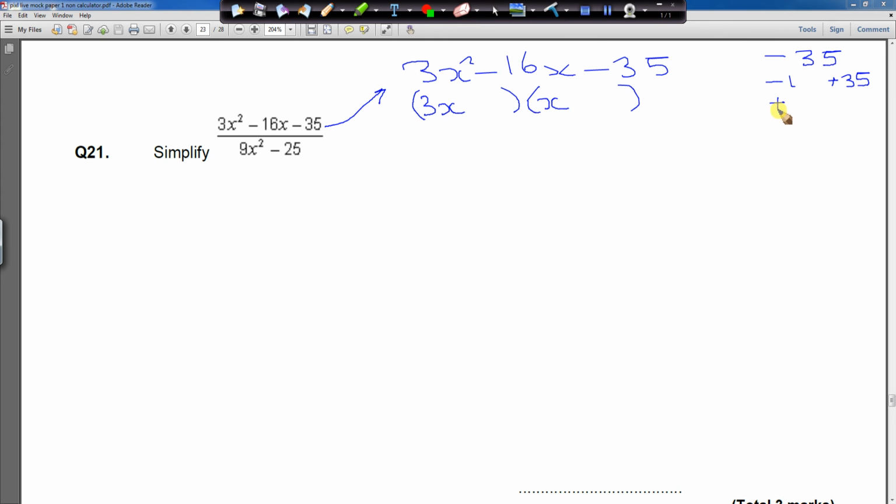We have plus 1 and minus 35. Okay, this is our little working out. And we have minus 5 times plus 7. We also have plus 5 times minus 7. Now, looking at that, we need to get minus 16x.